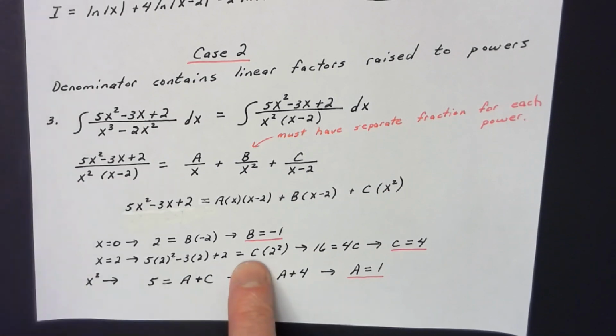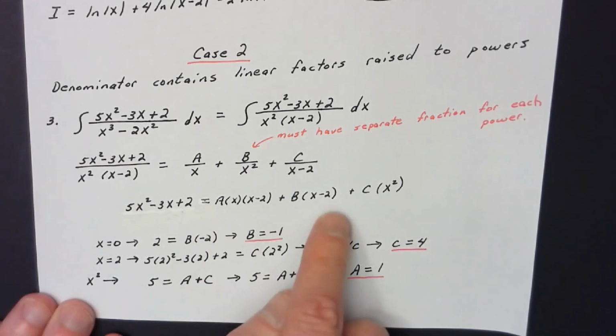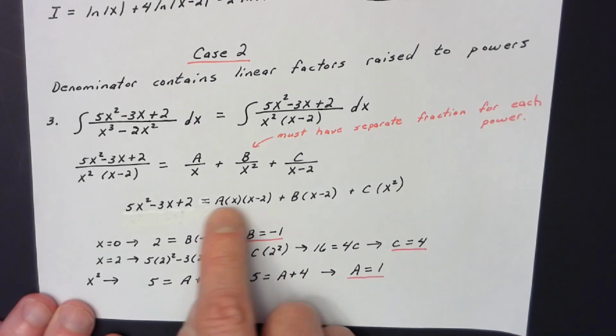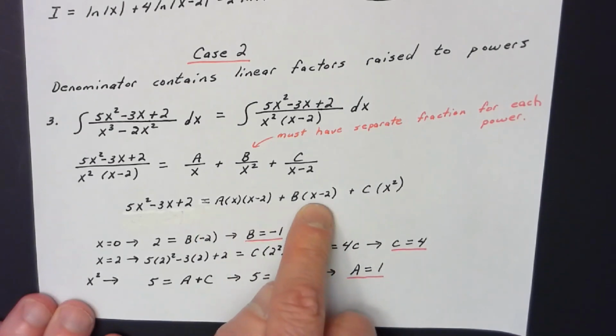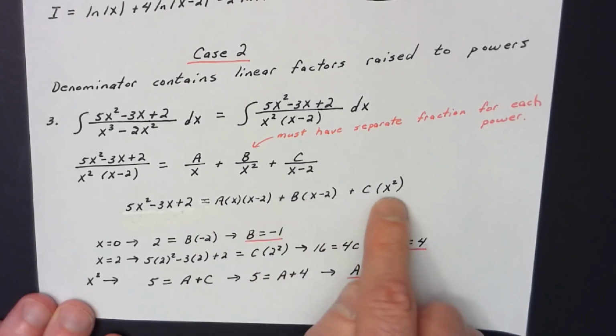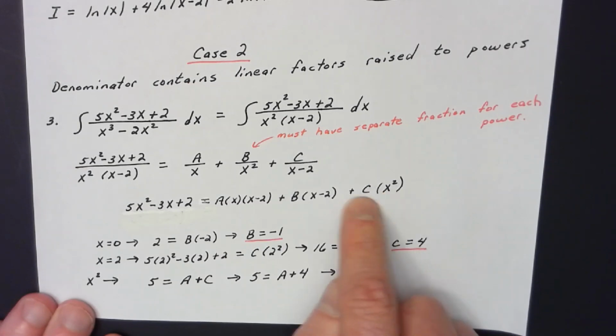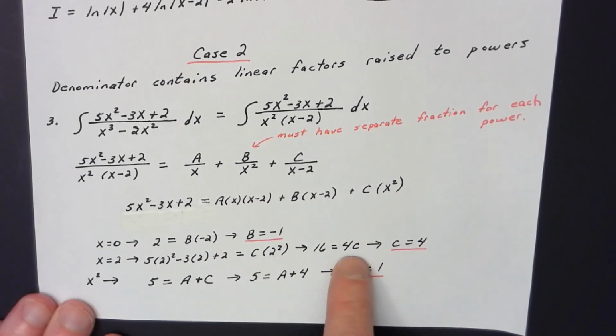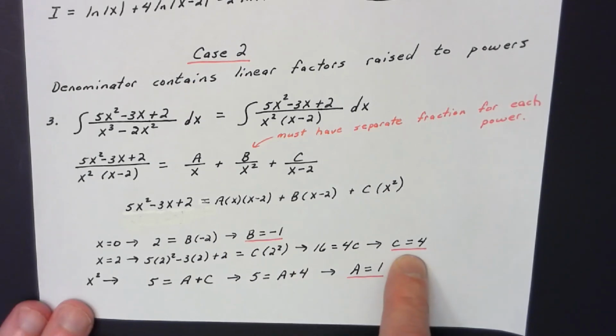On the right-hand side, there's no reason to even worry about the a and the b terms because they're both going to be multiplied by a factor of 0 when you plug in x equals 2. The only one that you're going to get is c times 2 squared. That's where I got the 4c from. So 4c is 16. I divide by 4, and I get c is equal to 4.